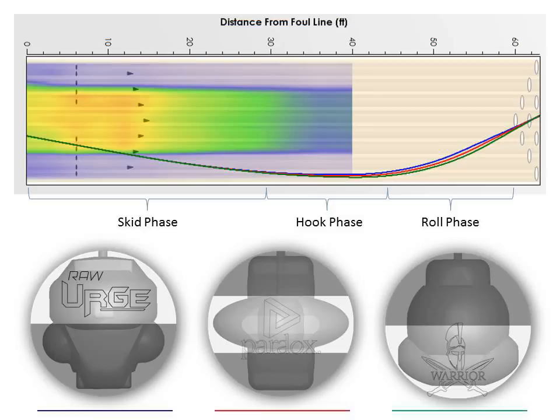As you can see, the Raw Urge core, signified by the blue line, starts its hook phase sooner and creates a smoother transition down lane. The Paradox is the red line. It spreads its energy evenly throughout this hook phase and has slightly more continuation than the Raw Urge core. Finally, we have the Warrior core. This is the green line. It pushes further through that hook phase, has much more energy retention, and makes up for that amount of hook potential at the end of the pattern. You can see all 3 of these balls end up in the same spot going through the pins. The difference is how much energy they use through the hook phase and how much reaction they have left to that roll phase.